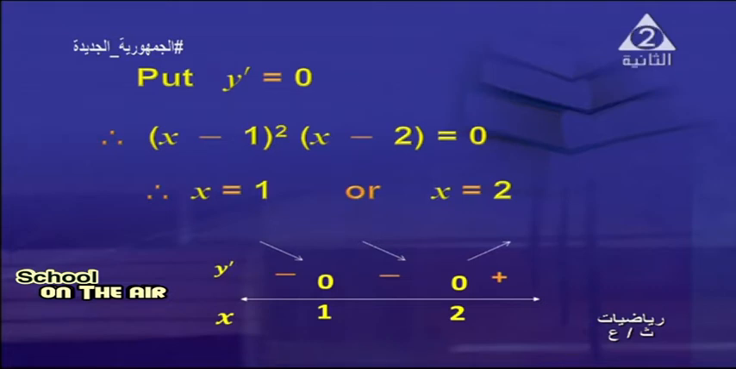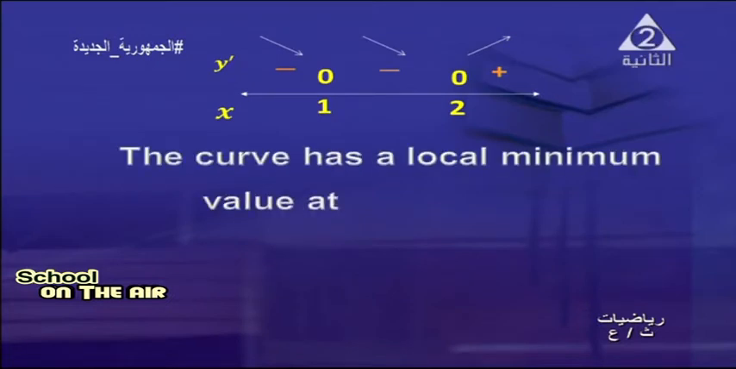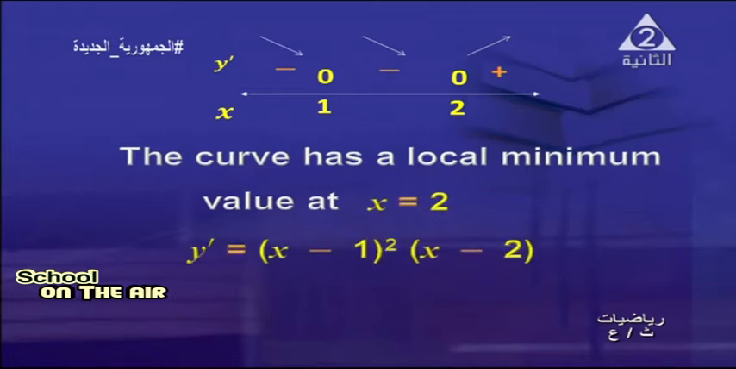This means that the curve has a local minimum value at x equals 2. Now, y dash equals (x minus 1) all power 2 multiplied by (x minus 1). By expanding the brackets, y dash equals x power 3 minus 4x power 2 plus 5x minus 2.